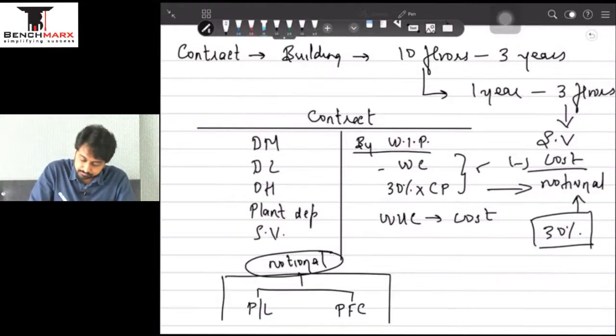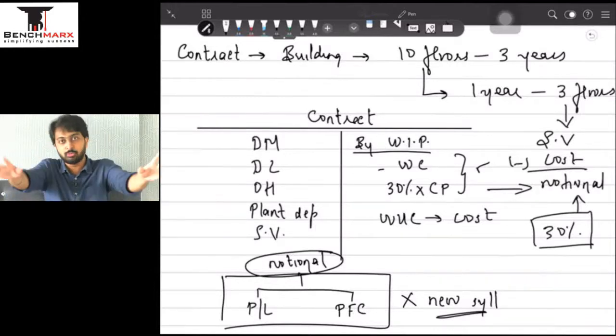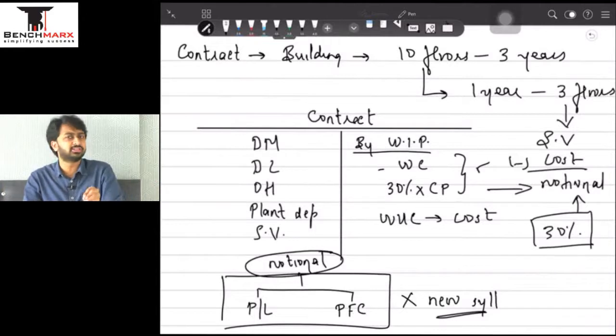But this part is not there in the new syllabus, so you need not worry as to how to split the notional profit into P&L content and into provision for contingency content. ये अपना old course के लिए था, so we are not discussing that, which means this chapter is extremely simple and very scoring. ये अगर chapter तुमको exam में आया तो उसको पूरा marks तुमको मिलना ही मिलना है, because it is very simple.